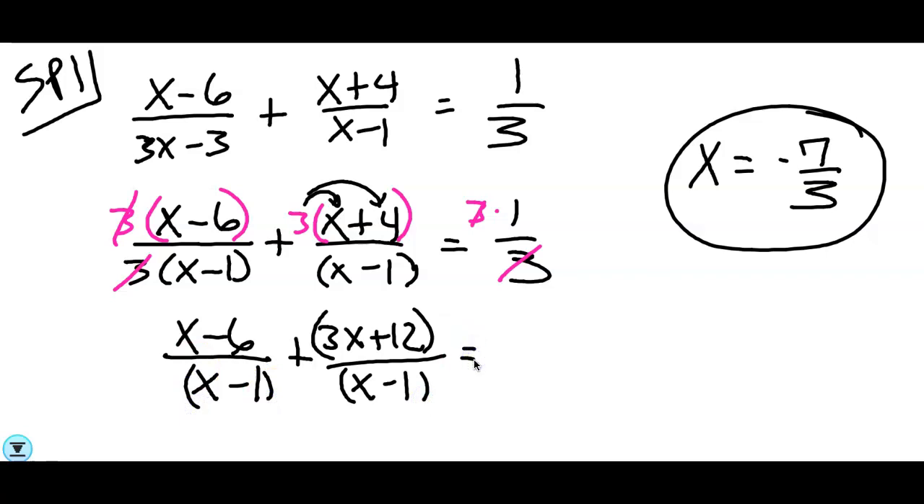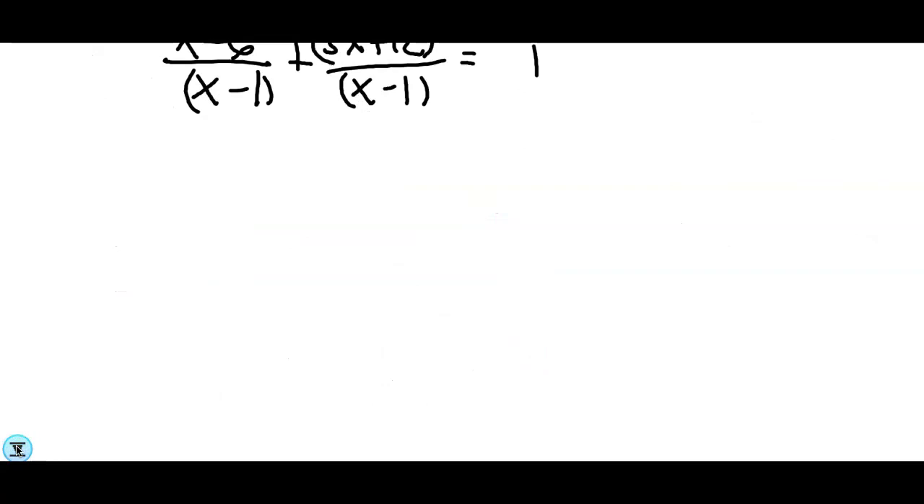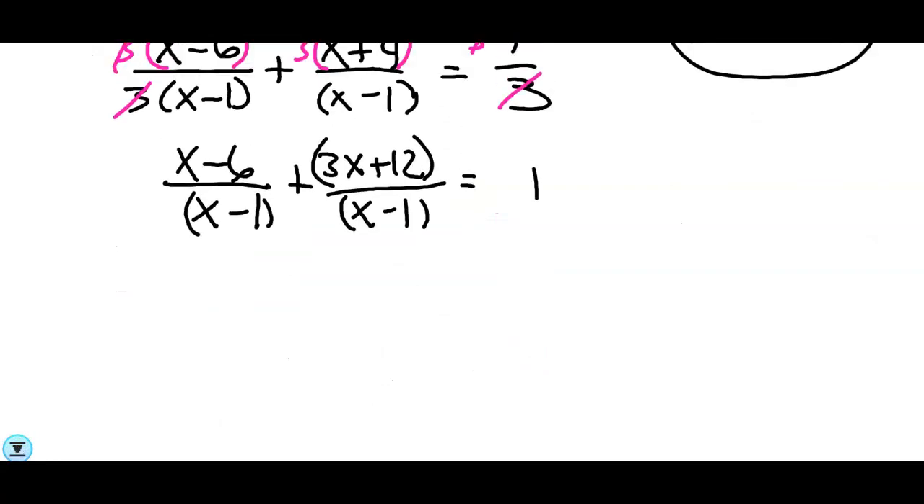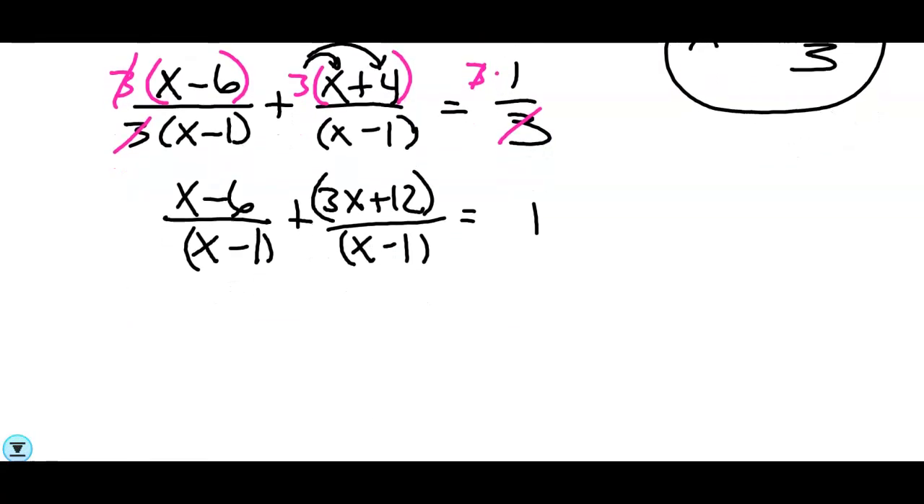And then over here, what do I have? 1. All right. So now we go ahead and continue some more. And then you multiply by x minus 1. So now we're going to multiply everything by x minus 1.